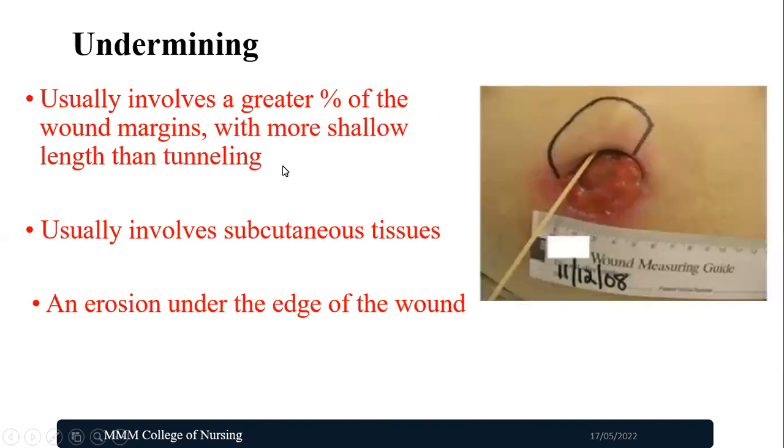Next is the undermining. Undermining usually involves a greater percentage of the wound margin compared with the tunneling, and has a shallower length than the tunneling. It usually involves the subcutaneous tissue, and you can find an erosion under the edge of the wound. The edge of the wound will be eroded, and it also will appear as rolled edges.